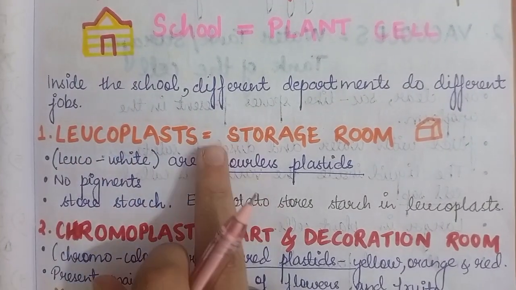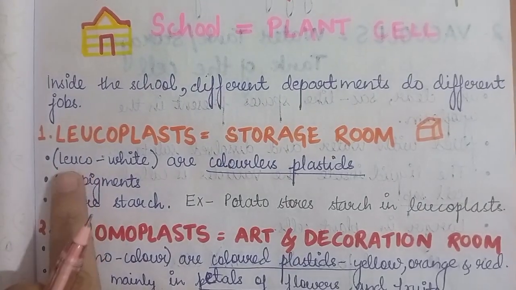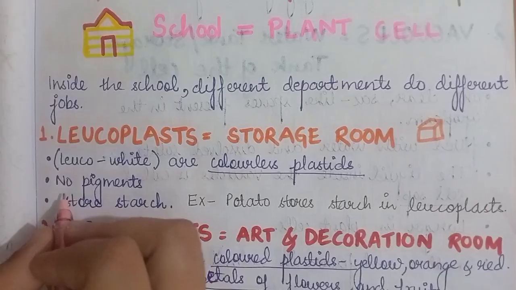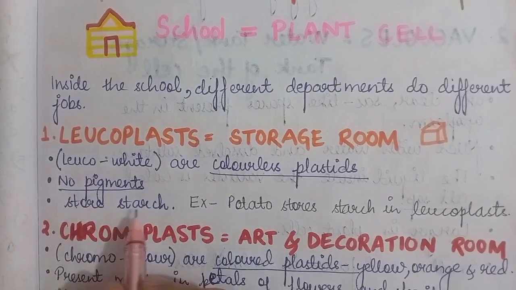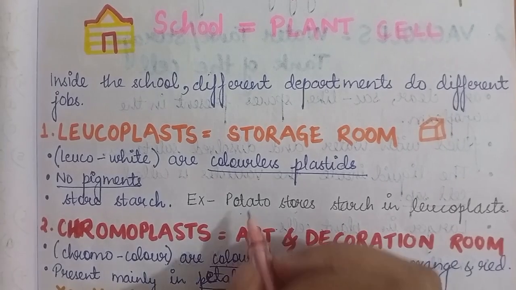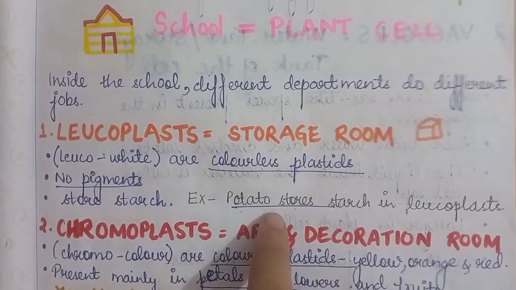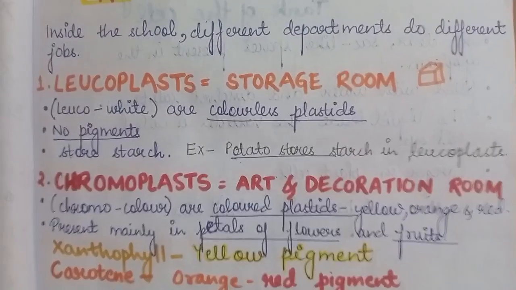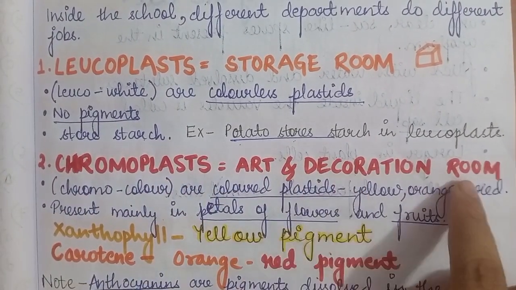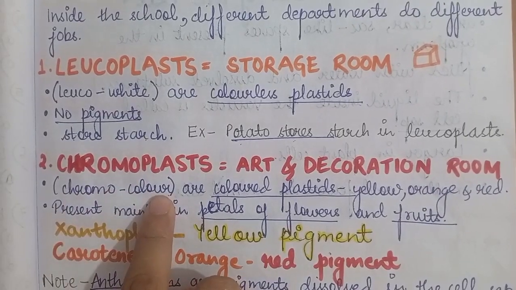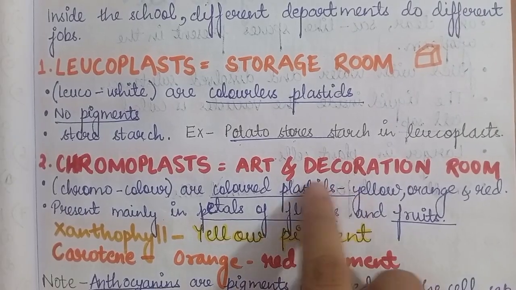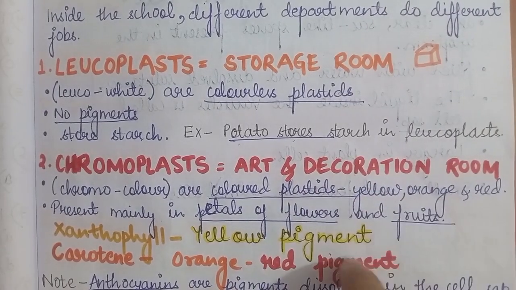Leucoplasts, you may assume them as storage rooms. We studied that they are white, meaning they are colorless plastids, they have no pigments, and they store starch. An example is the potato, which stores starch in leucoplasts. Now chromoplast, you may consider chromoplast as an art and decoration room. Chromo means color, so they are colored plastids, and the colors are yellow, orange, and red.